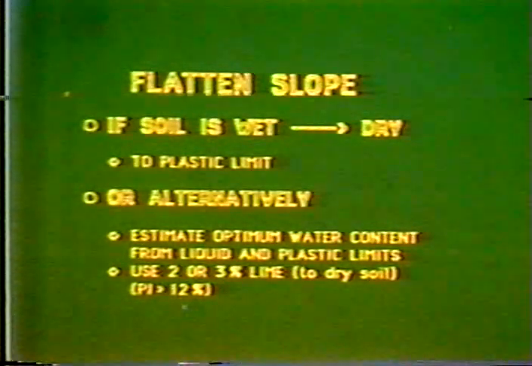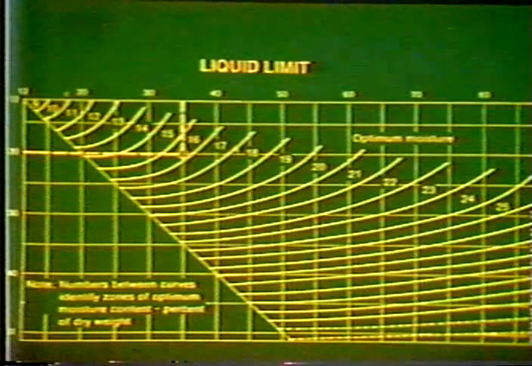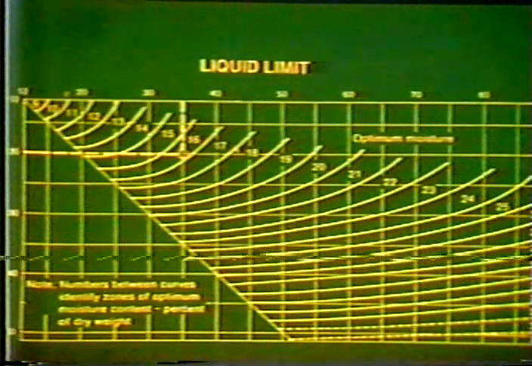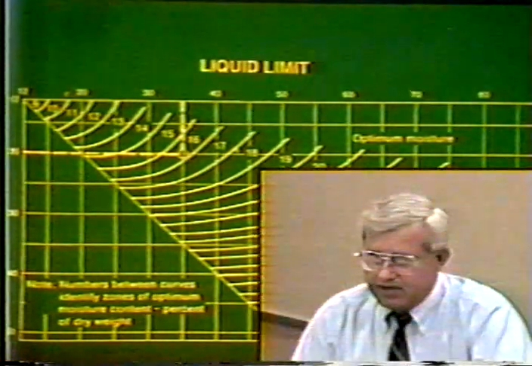When you remove the material, if the soil is very wet, you need to dry it out. One possibility is to dry it to the plastic limit. Alternately, this diagram shows up much better in the book, but you can use this plastic limit versus the liquid limit graph to obtain the optimum moisture content, which is the water content that you want to dry the material to. There's more detail in the manual on that. Another rule of thumb, I guess, is dry it out, and if it's ready to plow, it's probably okay.